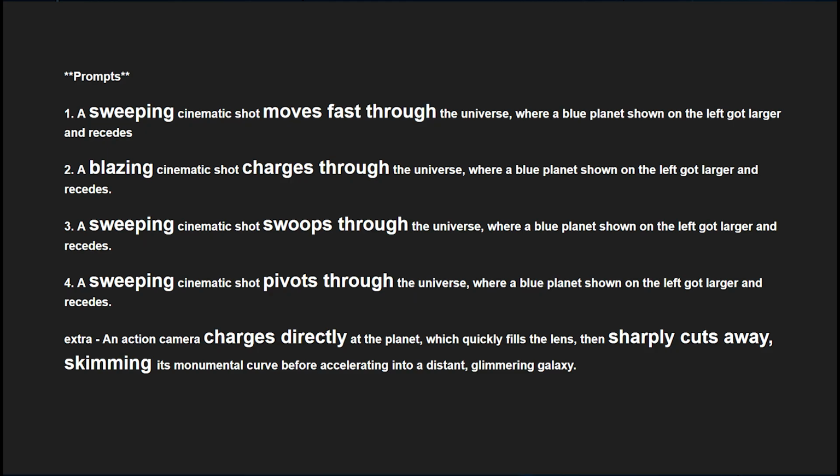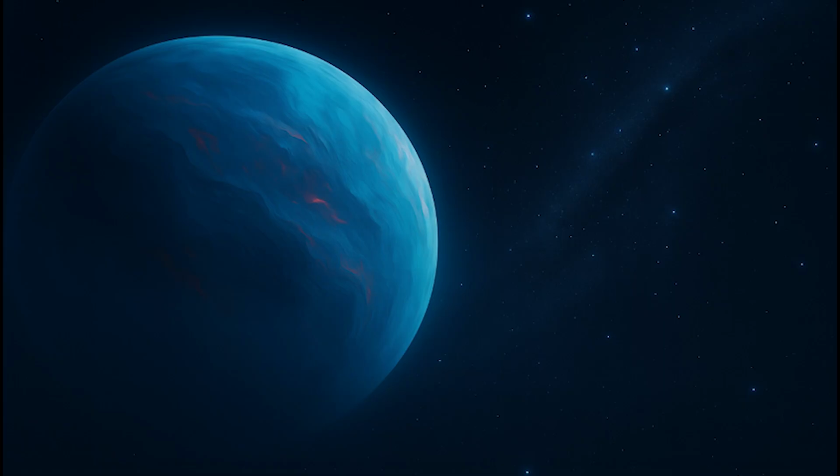The verbs I will use in this video are moves fast through, charges through, swoops through, pivots through. What you see on the screen now are the 4 prompts I will use, including the extra, so there are 5. I will include them in the video description. If you look at what I emphasized, you can see what kind of movement I am expecting.